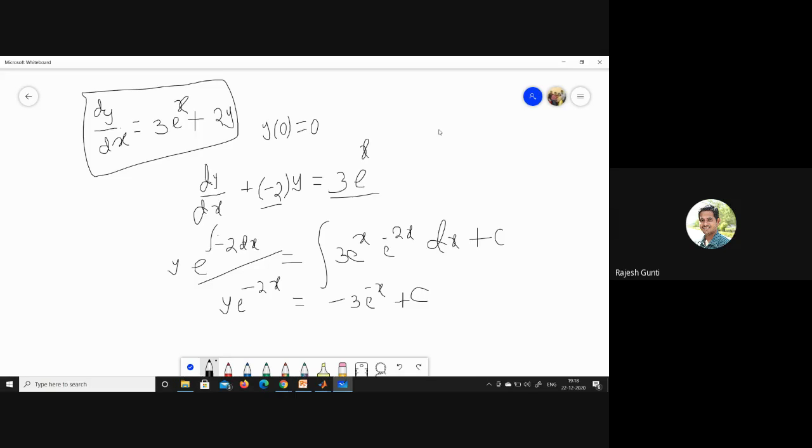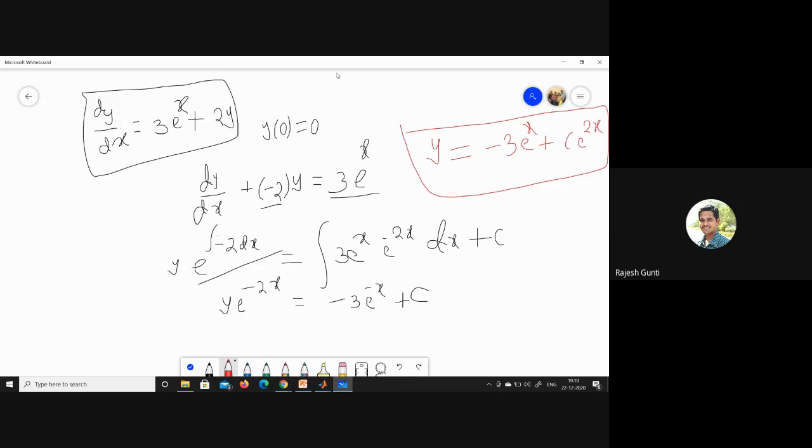My solution is y is equal to minus 3 e power x. Am I correct or not? Minus 3 e power x plus c into e power 2x, where c is an arbitrary constant.